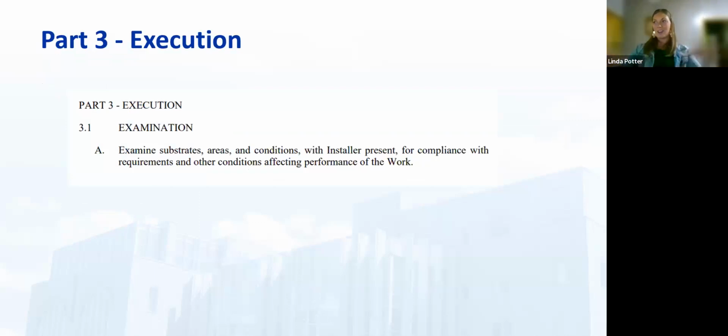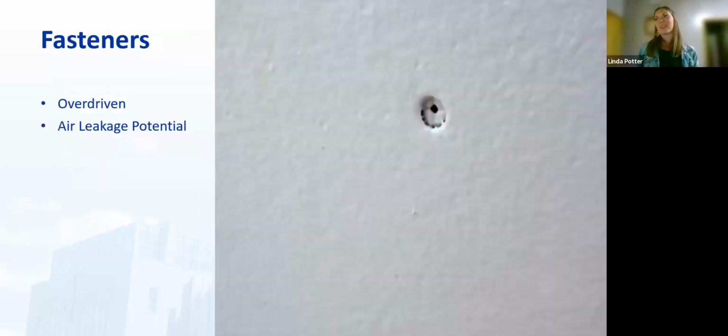So this is how the installer is doing their work and how they're pulling it off, and what you're going to look for. So just a real quick list of the things that you want to look for if you're doing a job site visit or you have a chance to look at the mock-up. Look for your fasteners. Are they overdriven? If they are, it's a potential for air leakage, and a bead of sealant needs to go over the top and be tooled.